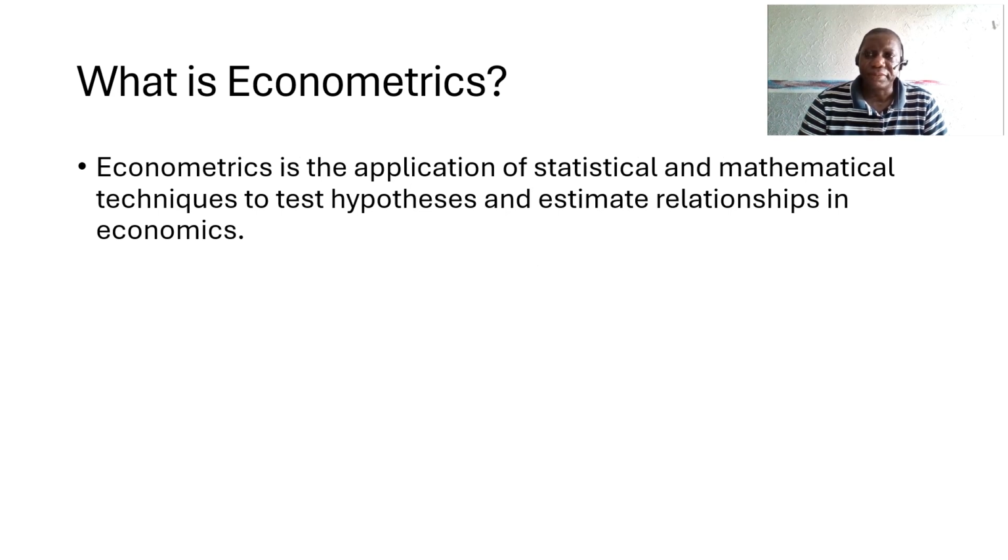What is econometrics? It's the application of statistical and mathematical techniques to test hypotheses and estimate relationships in economics. So basically, three different disciplines are involved anytime you are trying to carry out econometric analysis. We have the economic theory, that is if you are in economics, because it has found application in various other fields with their different theories too. But whatever be your field, other disciplines that are very essential in econometrics are the statistics and mathematical methods.